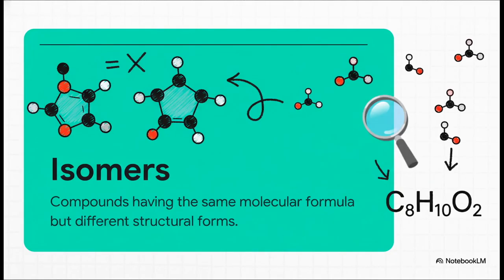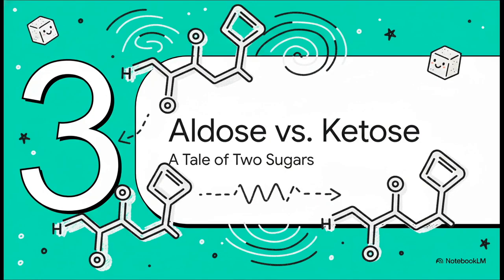So here it is, the formal definition. Isomers are just compounds that share the exact same molecular formula, but have different structural forms. It's not about what they're made of, it's all about how they're put together. That's the crucial part. Okay, so let's make this crystal clear. Let's go back to our two sugar twins. The specific type of isomerism that separates glucose from fructose has a name. It's called aldose-ketose isomerism. Let's actually see what that means.